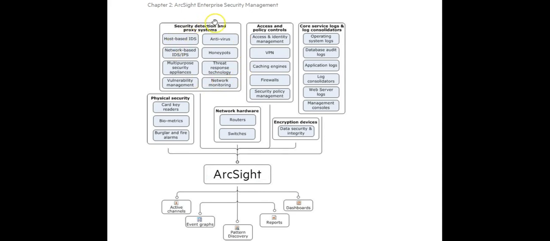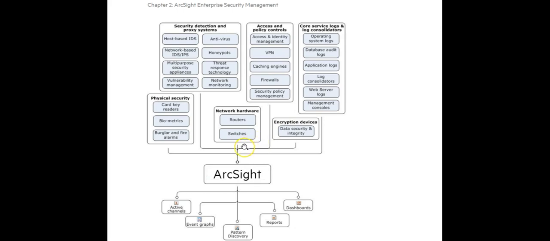This is a very nice graphic that shows the different log source categories. Here are security categories like IPS, antivirus, vulnerability management, network monitor, access and policy control, VPN, firewalls, identity management, core service logs like database, audit logs, web server logs, physical security, card readers, biometrics, network hardware, routers, switches, encryption devices, data security, integrity.